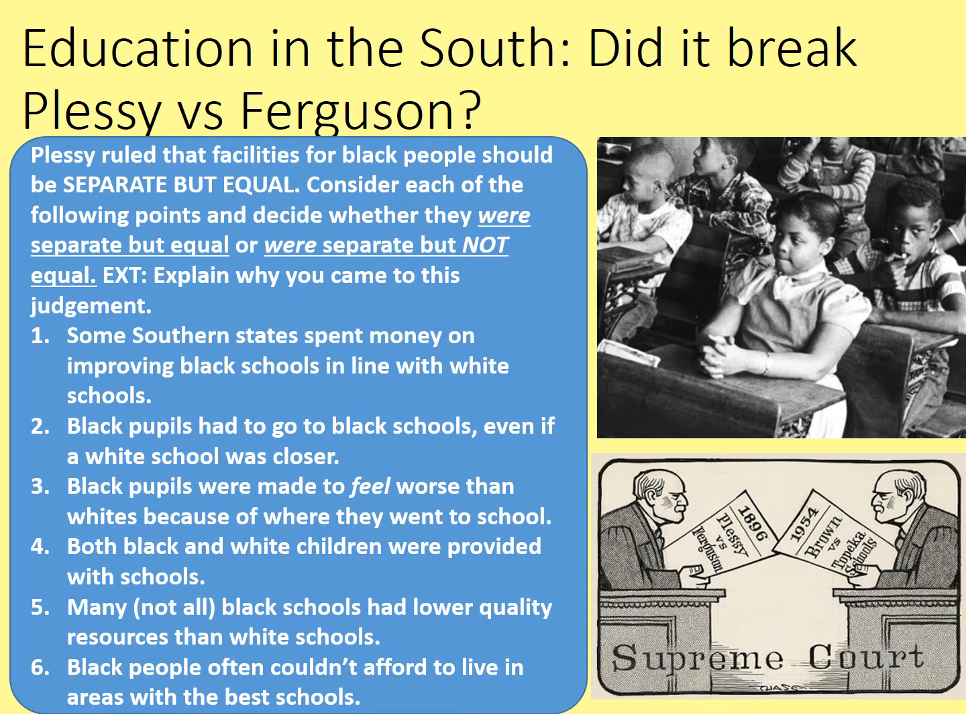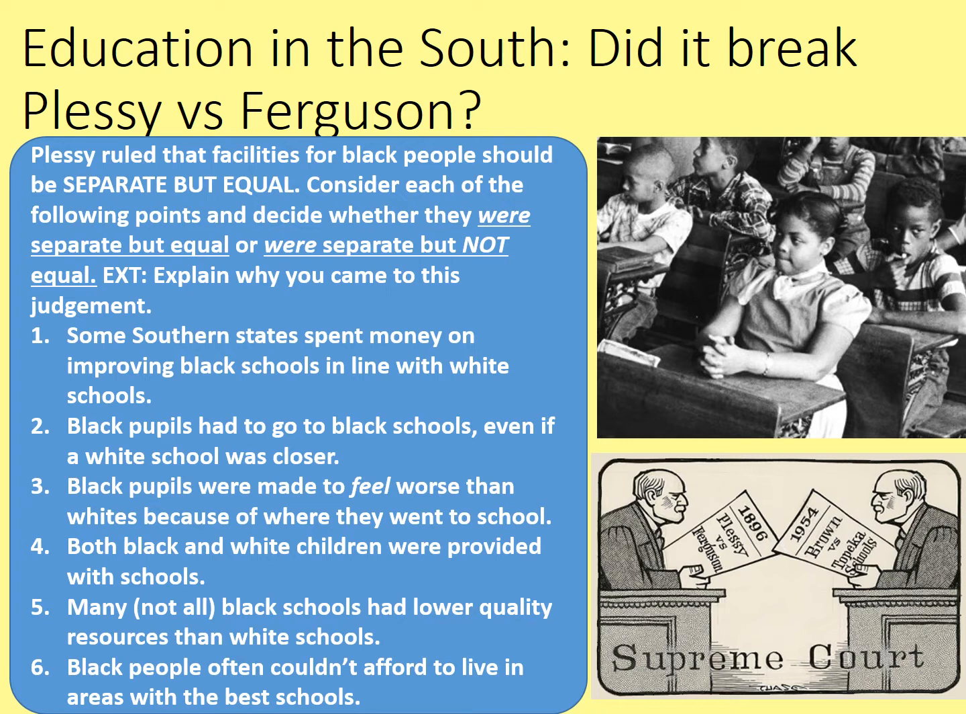Let's have a look at some crucial ways in which education was run and how in fact it showed that often education was separate but not equal. Plessy ruled that facilities for black people should be separate but equal. Consider each of the following points and decide whether they were separate but equal or whether they were separate but not equal. You could create a brief table with those two headings. As an extension, you could explain how you came to your overall judgment.